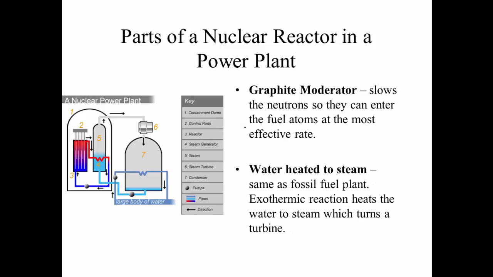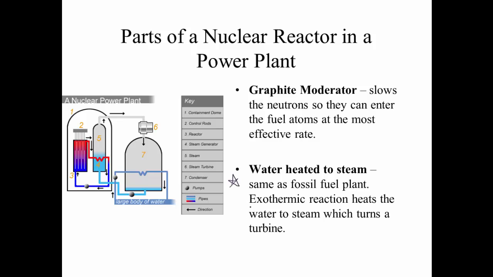A graphite moderator is a piece of the nuclear reactor that slows the neutrons so they enter the fuel atoms, they enter the fissionable isotope, the uranium, at the most effective speed. And again, water is heated to steam. This is the same basic idea as a fossil fuel plant.